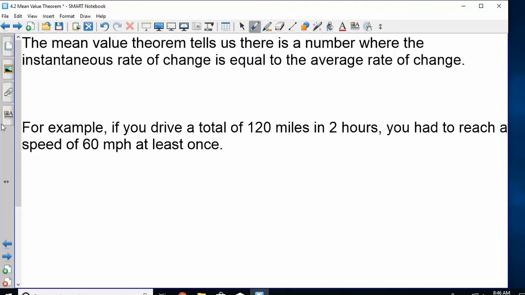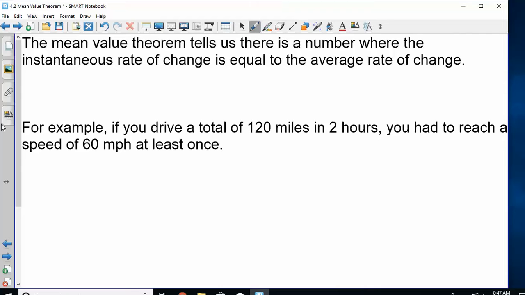In terms of, we've talked a lot about position problems, position, velocity, acceleration, those things. The mean value theorem tells us there is a place where the instantaneous rate of change is equal to the average rate of change. For example, if I drive 120 miles in a 2-hour period, how many miles per hour is your average speed? 60. That would be your average.